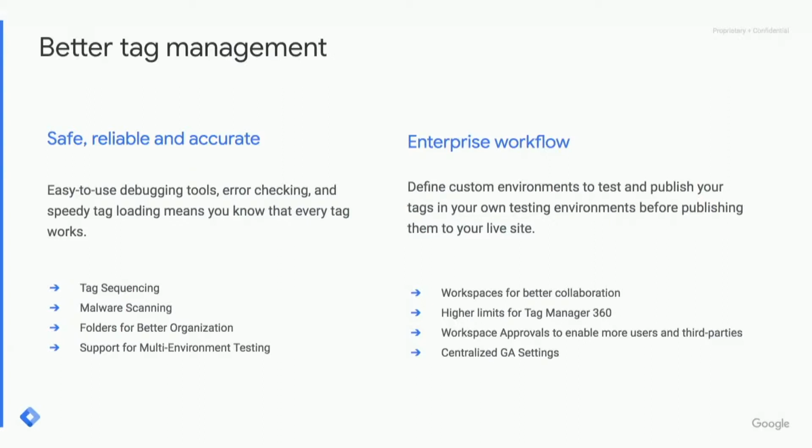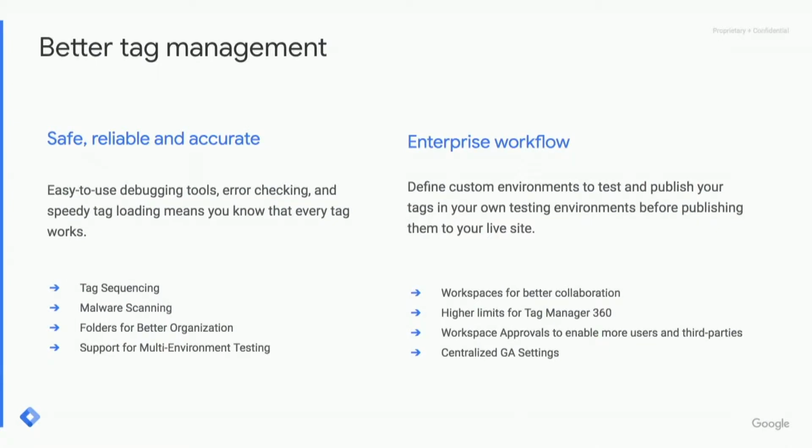You can set up tags to fire one after another with tag sequencing. You can organize those tags into folders, and you can make sure that you're publishing the changes that you want to publish to all of your different testing environments, not just immediately to production. It's also worth noting that all custom HTML tags that are deployed through Google Tag Manager are scanned for malware and paused if any malware is detected.